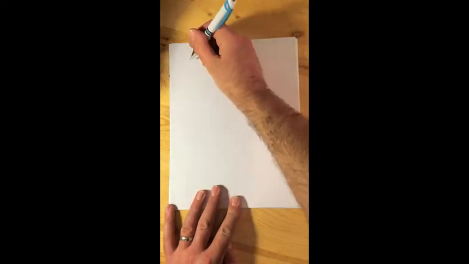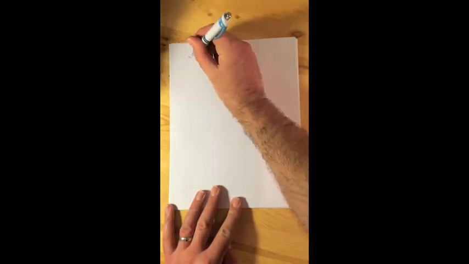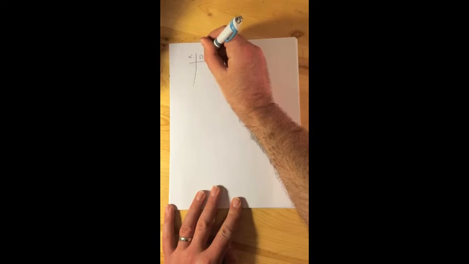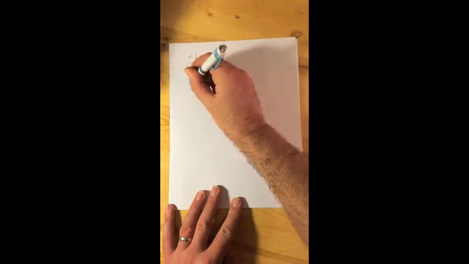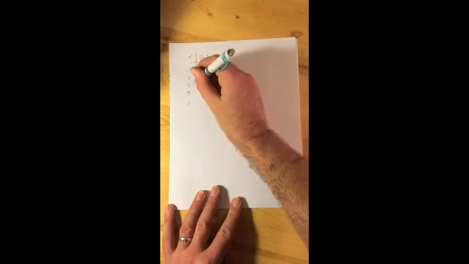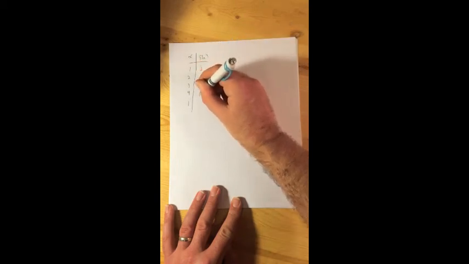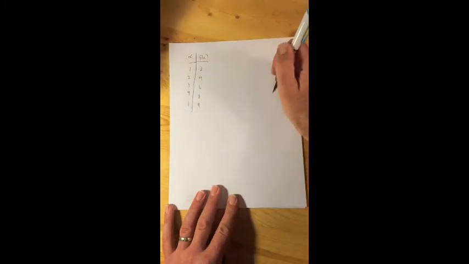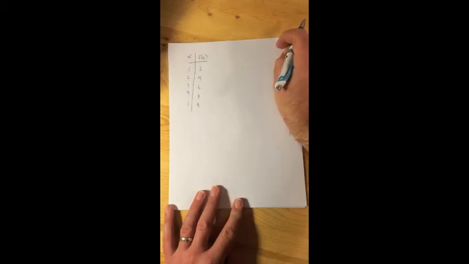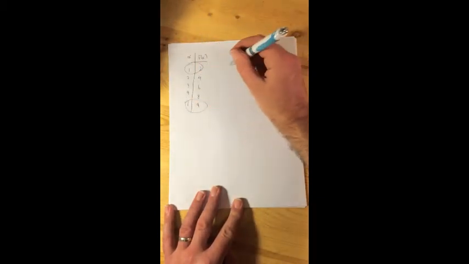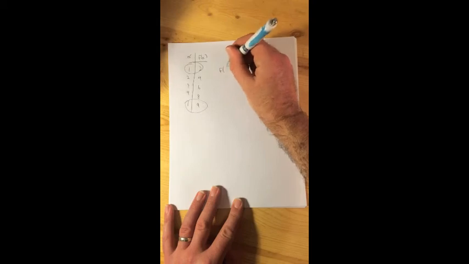Alright, so suppose I'm given this table. Can you see why this is not going to be a function? The problem is these two rows, right? f of 1 can't be both 2 and 9.